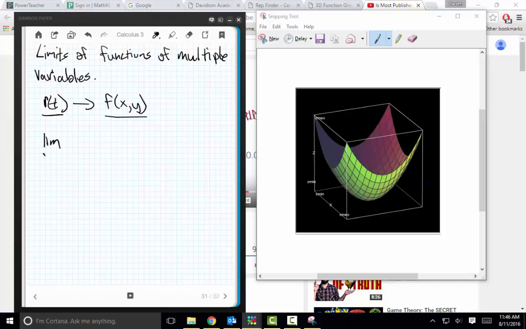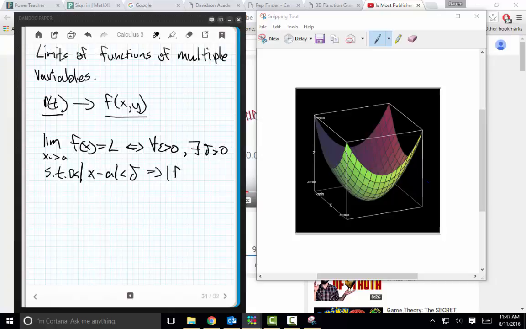We know that the limit as x approaches a of f of x equals L if and only if for every epsilon greater than 0, there exists a delta greater than 0 such that absolute x minus a is less than delta and greater than 0 implies absolute f of x minus L is less than epsilon. Now, this is the formal definition of limit, and we're going to talk about the formal definition of limits for functions of multiple variables as well.